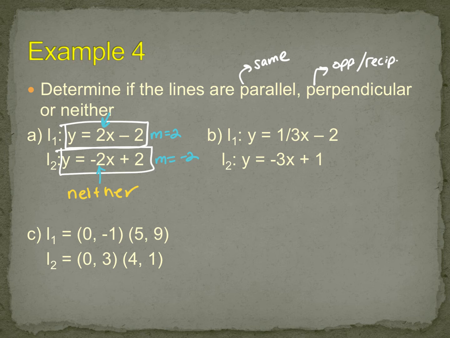All right, B. Again, they're in slope-intercept form, so I'm just looking at their slopes. Slope of line 1 is 1/3. Slope of line 2 is -3. These are opposite reciprocals, which means that this is perpendicular.